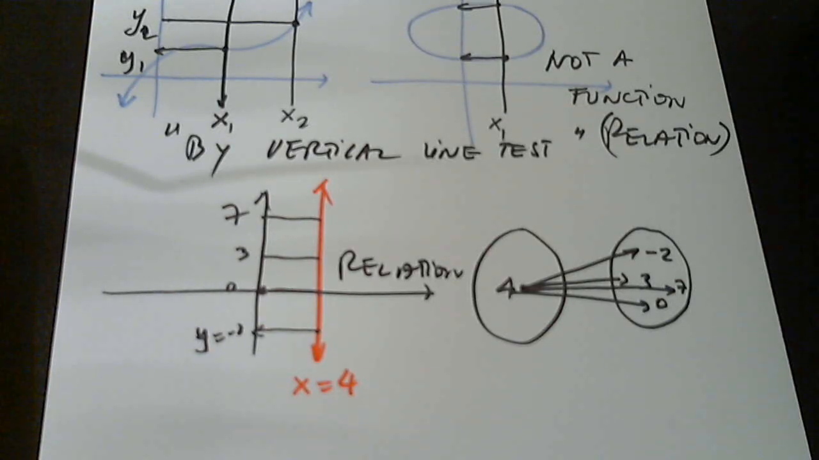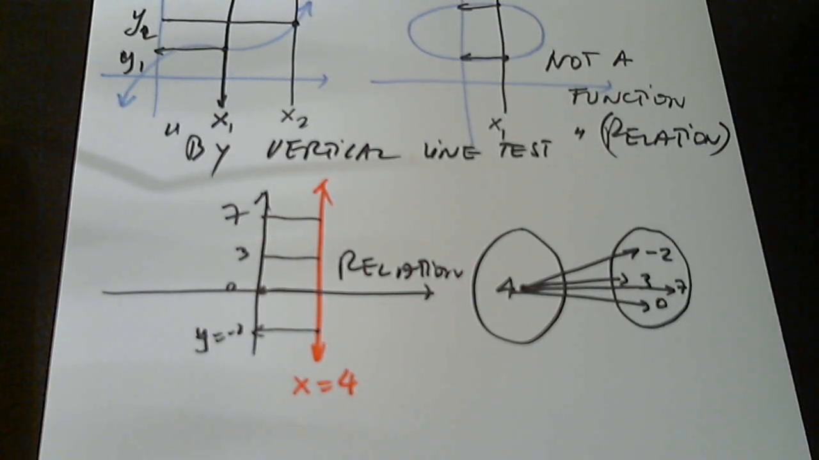Okay, can anyone choose a non-function now, a relation from these graphs? Page 233. Would 59 be a relation? Correct. 59 by the vertical line test is a relation.